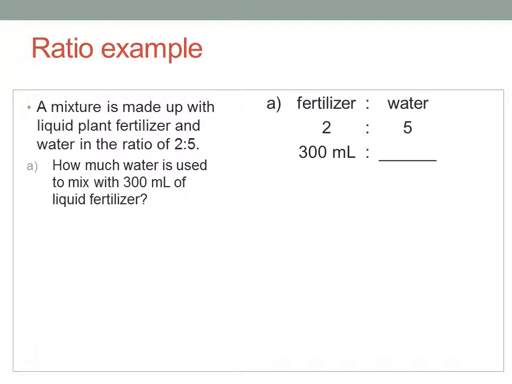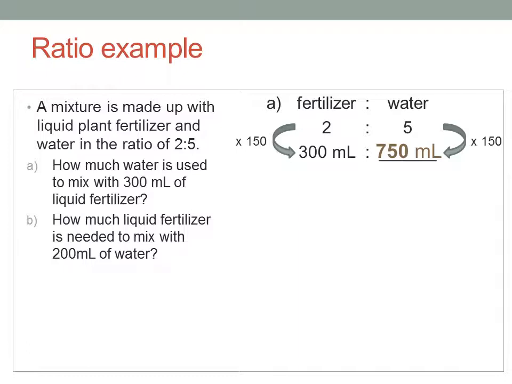Well, it's just like a fraction. Whatever I do to one thing, I do to everything. What did I do to 2 to make it into 300? If I multiply 2 by 150, I get 300. So multiply the other side by 150 as well. 5 times 150 is 750. 750 millilitres of water for 300 millilitres of fertilizer.